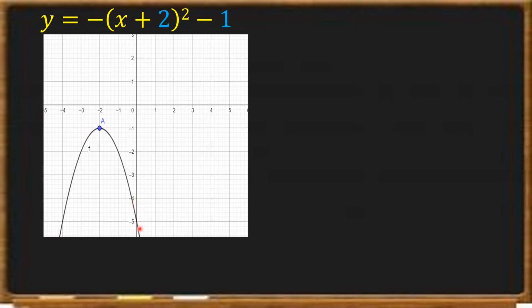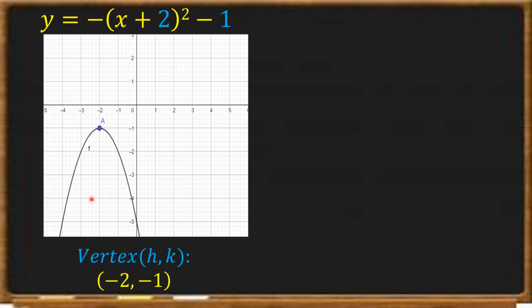Okay, so the vertex here is negative 2, comma, negative 2. So this is the opposite of positive 2, negative 2, and then copy negative 1. Okay? So your vertex is negative 2, comma, negative 1. It's here. So this is now your graph, and it opens downward because of the negative.